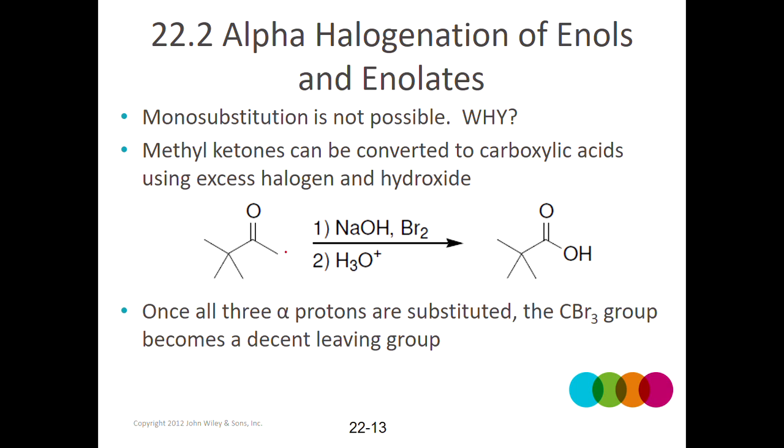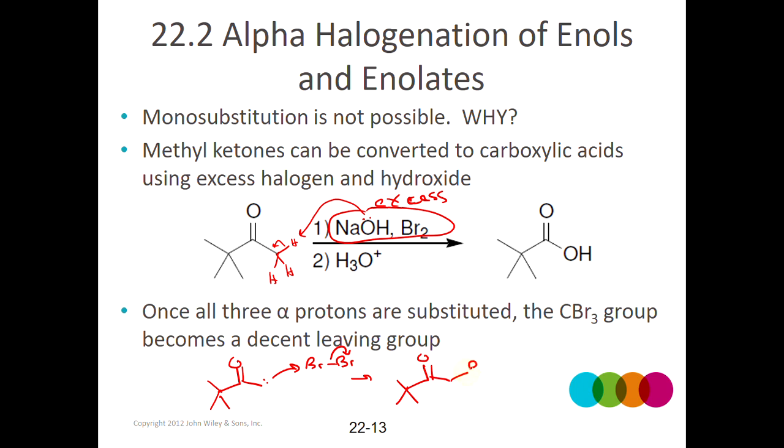Here I've got 3 alpha protons. So the idea is we're using excess of both of these reactants. And we're going to get successive reactions occurring where first the OH minus picks off one proton, electrons stay behind. That enolate attacks a Br2. And I put a Br on that carbon. And then, since we're using excess, that's going to happen again. OH minus is going to pick off the other proton. And then that's going to be replaced with the bromine.